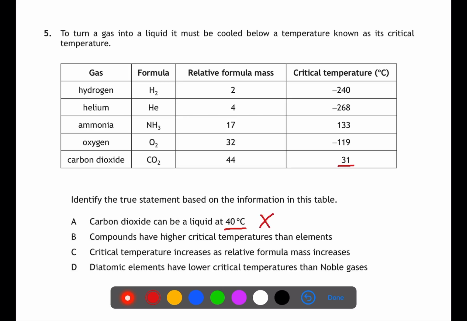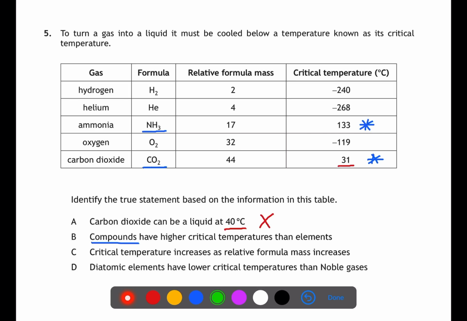Looking now at statement B, compounds have higher critical temperatures than elements. So we need to identify compounds from the table. We have 2 compounds, ammonia and carbon dioxide. If we have a look at their critical temperatures, we can see that we have 133 for ammonia and 31 for carbon dioxide. These are indeed significantly higher than the critical temperatures for elements. Let's check the other 2 statements.